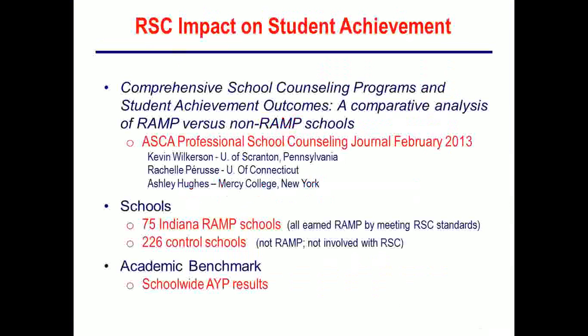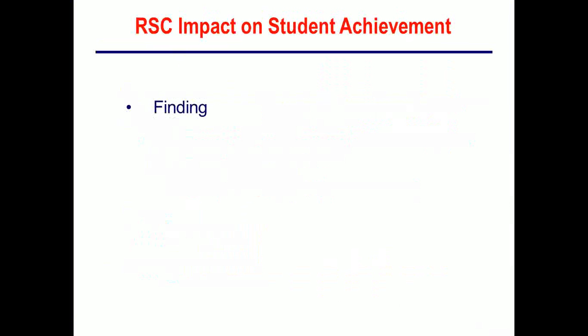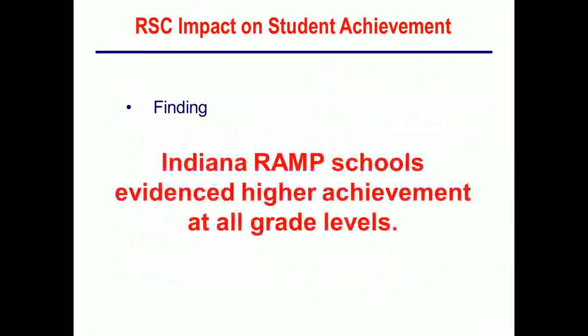And then they used 226 control schools that were not RAMP and also not involved in any way in RSC. And for the academic benchmark, they used the school-wide AYP results. And what they found, that they explained in the presentation they did last summer, was that Indiana RAMP schools, and we can say Indiana RSC schools, evidenced higher achievement at all grade levels. So we think this is really concrete backing for RSC, and also for the fact that RSC makes a difference in terms of academic achievement.